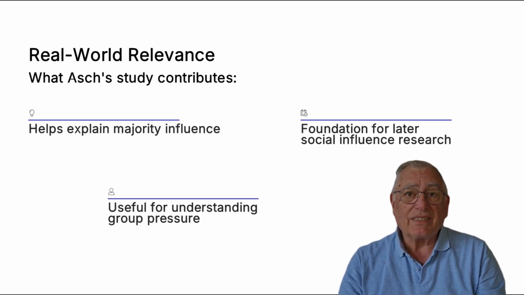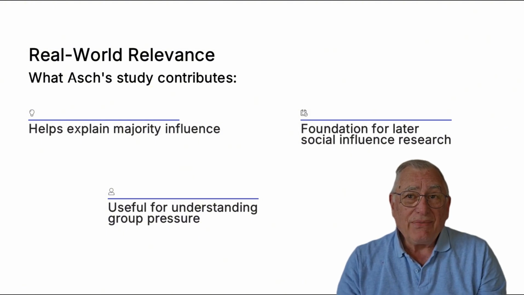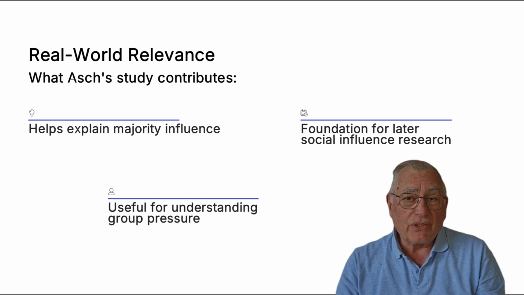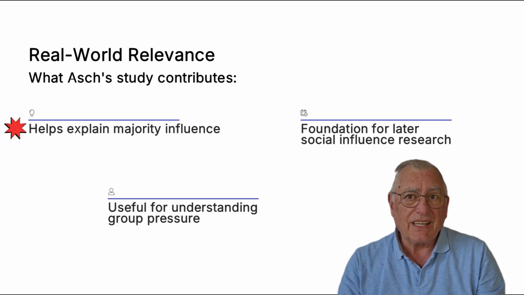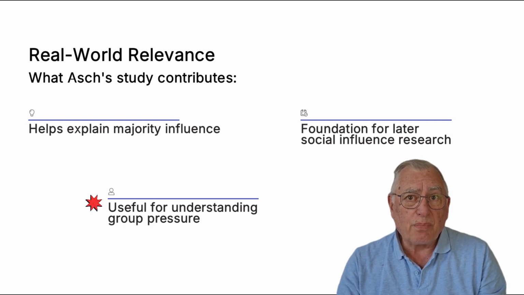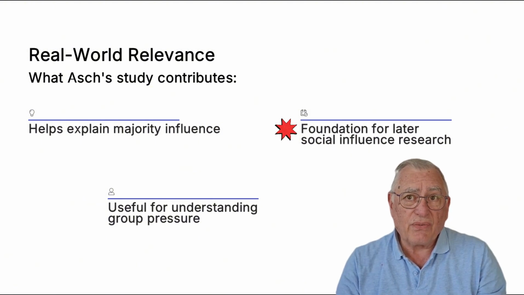Now, let's look at real-world relevance. You may wonder, if the study is so artificial, does it matter? Well, even though Asch's research lacks realism, it still provides important insights into majority influence. It shows how group pressure can make people give answers they know are wrong, and it's been a good foundation for later social influence research.